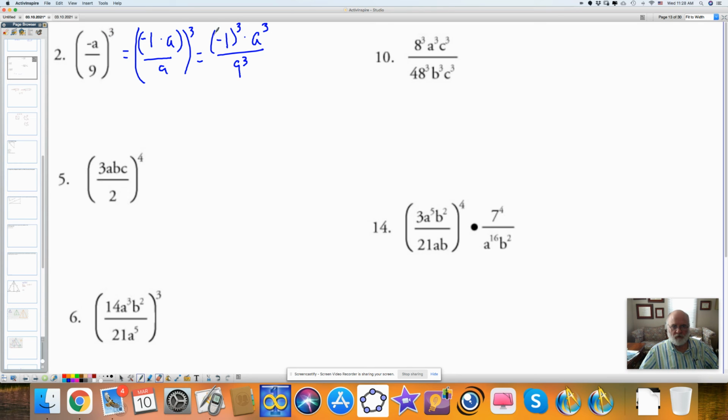So distributing this to each part of this. Well, a negative times a negative is a negative. We have a cubed, and on the bottom we have 9 cubed, which is 81 times 9, 729.